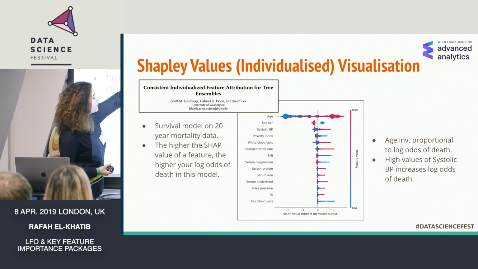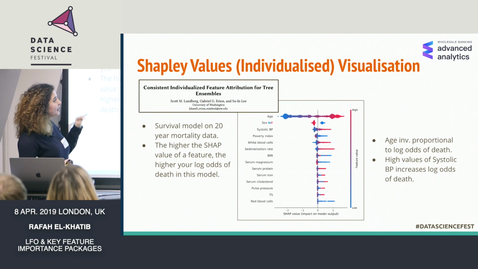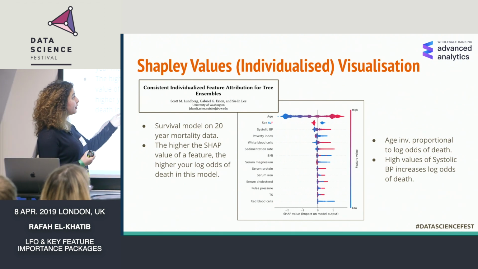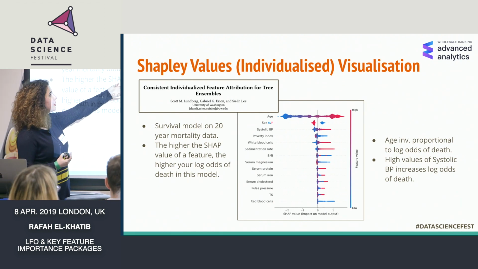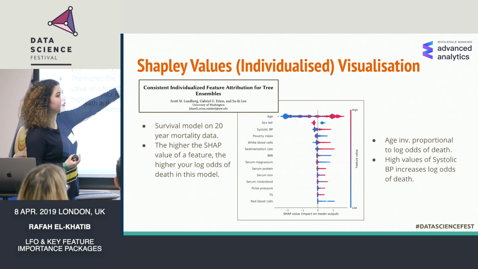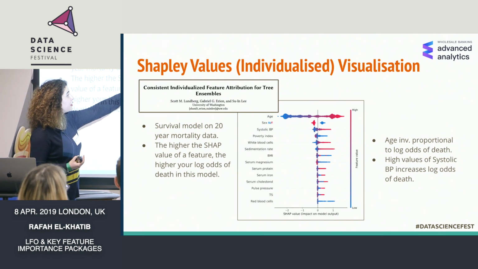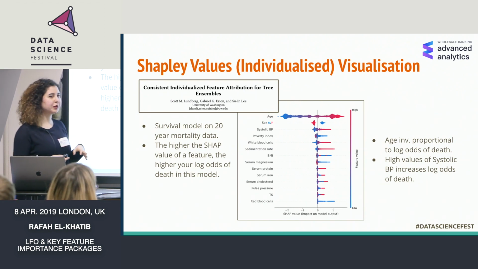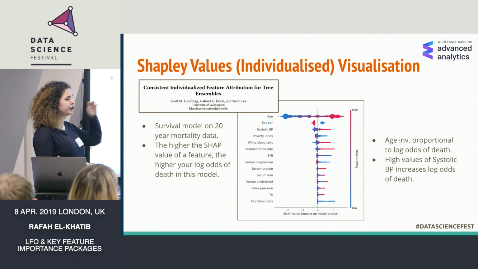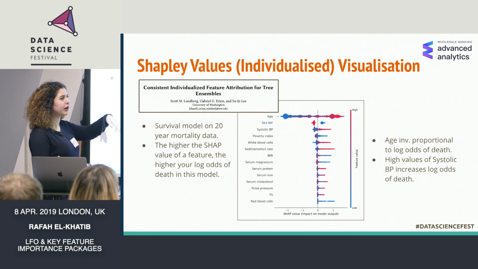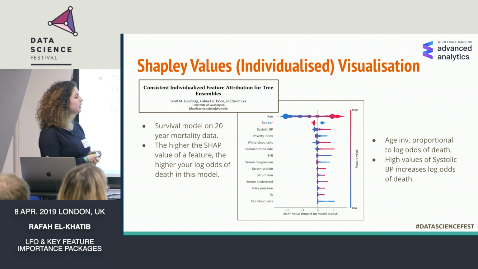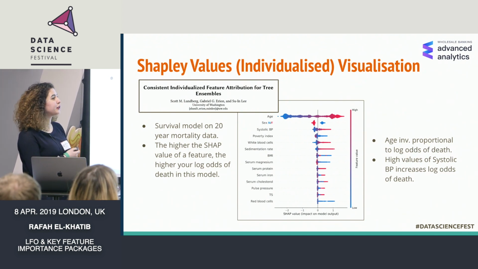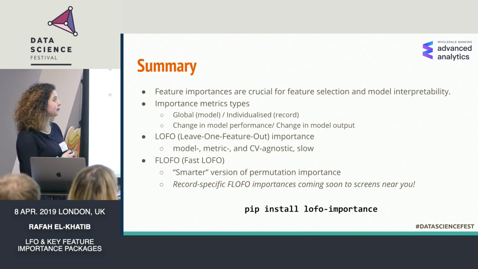Whereas if you look at the third feature, systolic blood pressure, you can see that high values are associated with high log odds of death. However, low values of systolic BP are not associated with low log odds of death, because you don't have this line going to the left side. So it's very interpretable. There are many applications to even this visualization. You can even cluster records by their importances. So it's really cool. We're also in the process of doing something similar to FLOFO individualized importances.